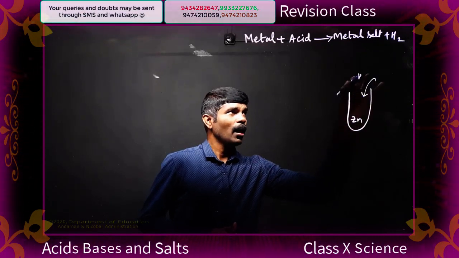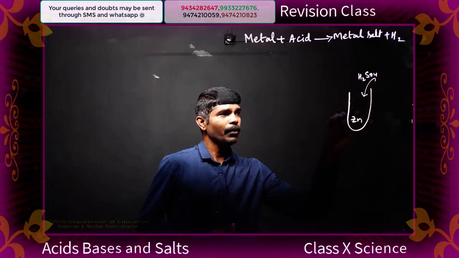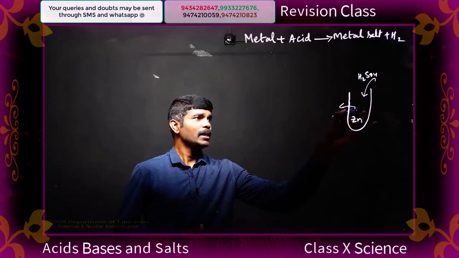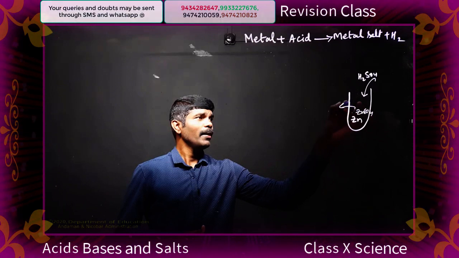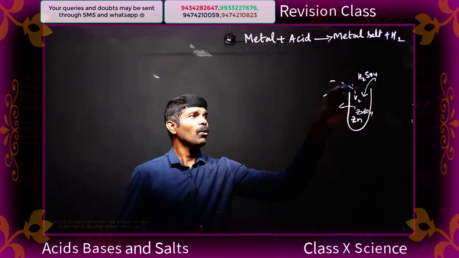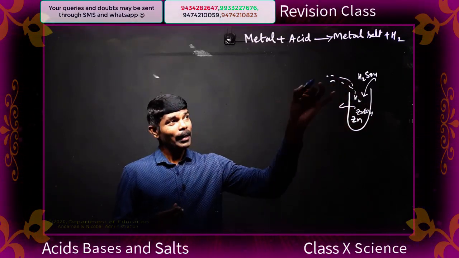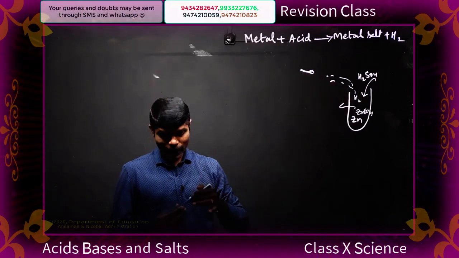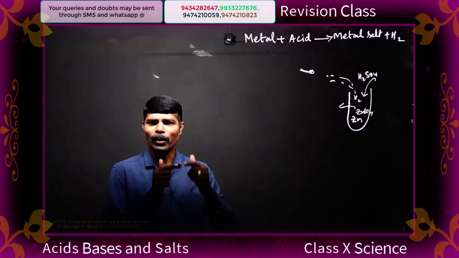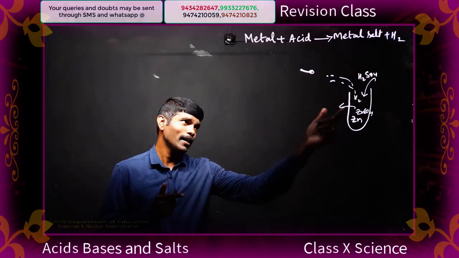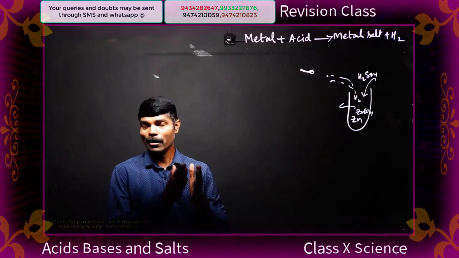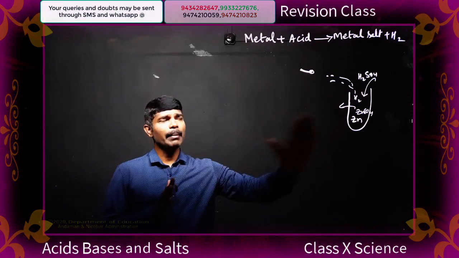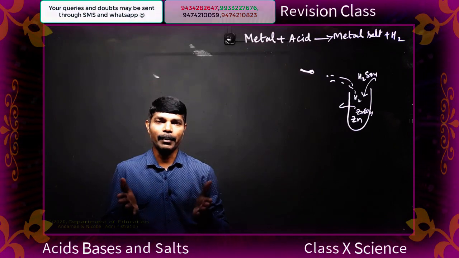When we add sulfuric acid, what happens as a result of the chemical reaction? We get zinc sulfate, right? Zinc sulfate and hydrogen gas will be evolved. Now if we bring a burning matchstick near the mouth of the test tube, then it burns with a pop sound. Here the pop sound indicates that the gas evolved during this chemical reaction is hydrogen gas. So this way the first chemical property of acids can be understood.